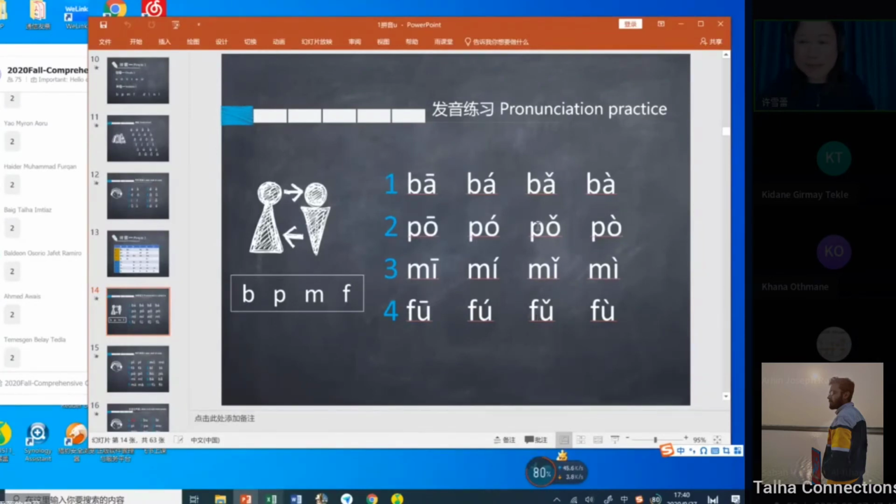Actually we did them before. Now let's practice again. Ba, ba, ba, ba. Po, po, po, po. Mi, mi, mi, mi. Fu, fu, fu, fu.